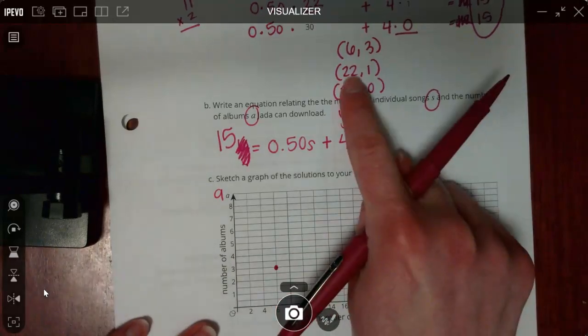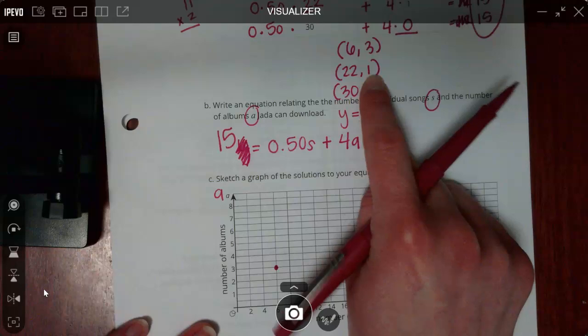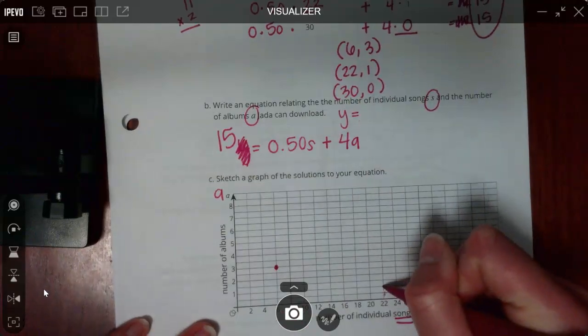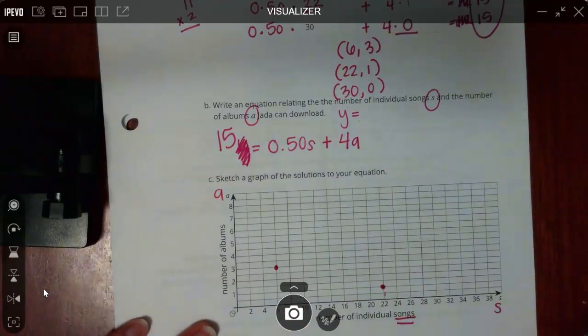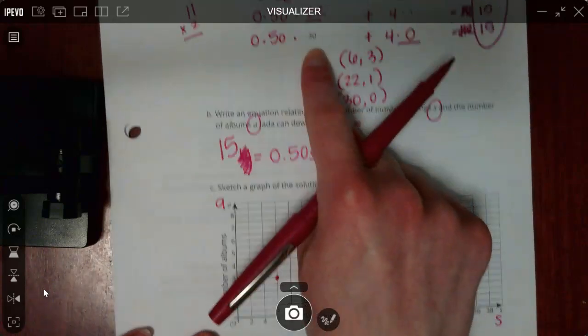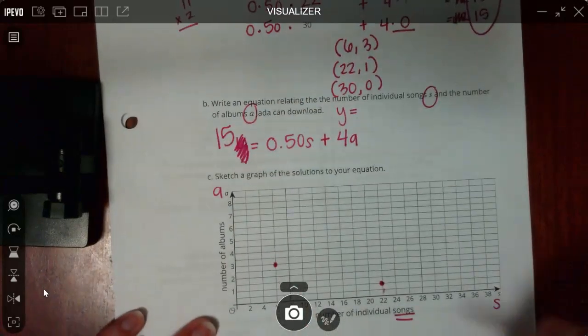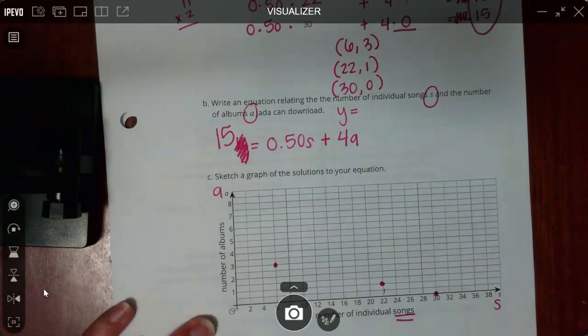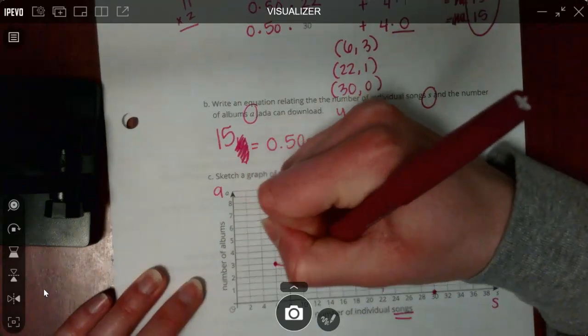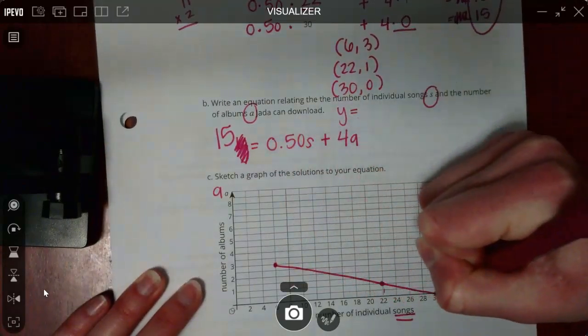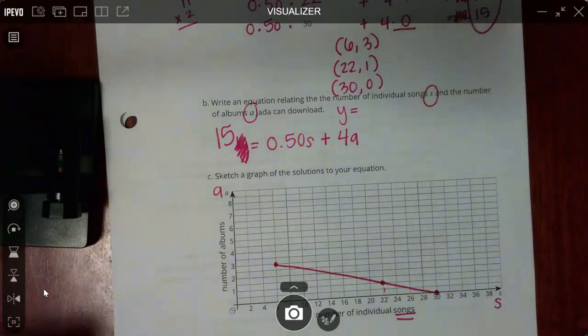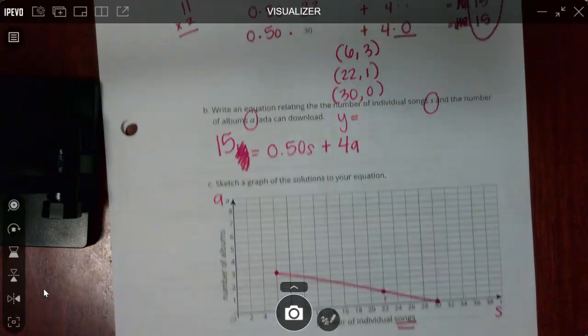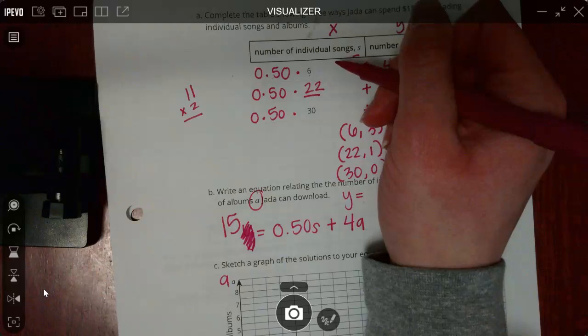Then when I had 22 songs, I could buy 1 album. So I go over to 22, up to 1. Then I got, okay, I can buy 30 songs, but 0 albums. So I'm going to cross right on the X. Then to your best ability, you would connect those points. Okay, now a lot of you just want to go across the Y, and that's okay, but to get to the Y, that means that we would have had to have 0 for the songs.